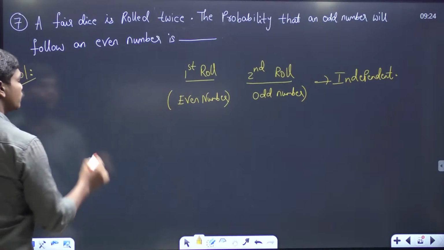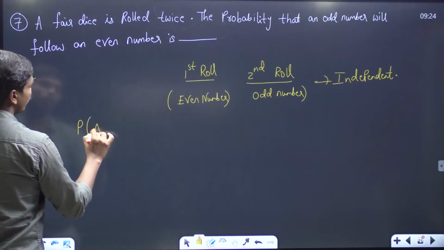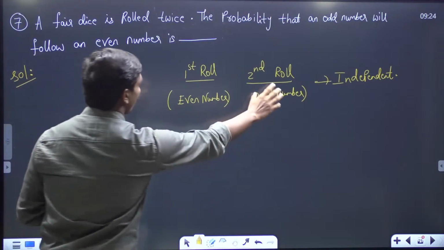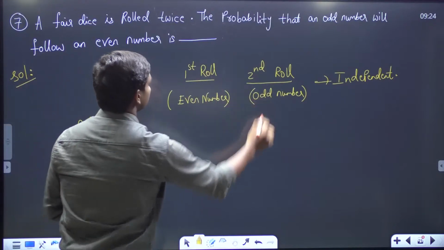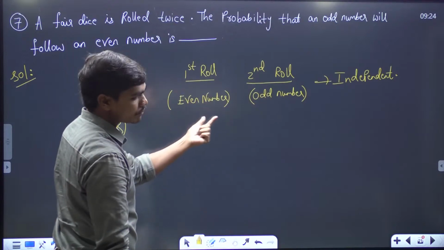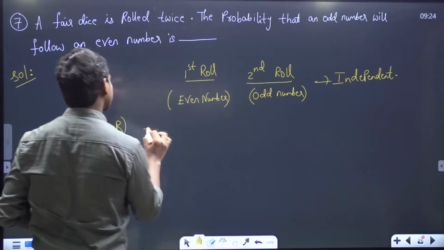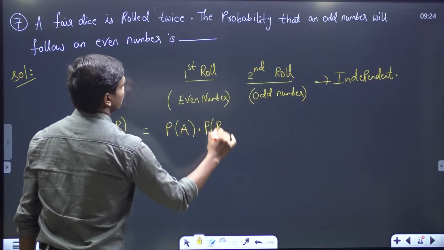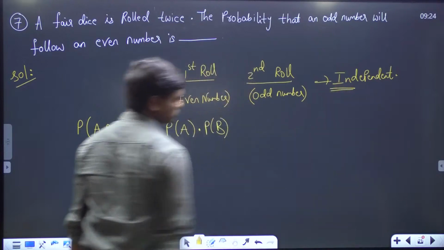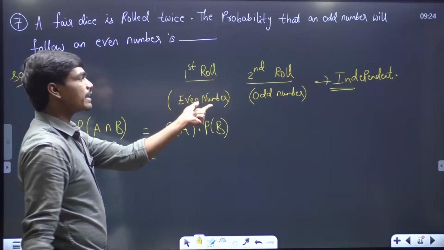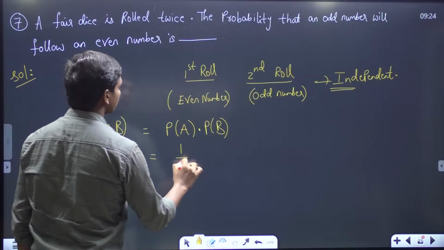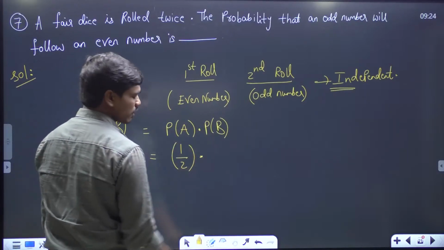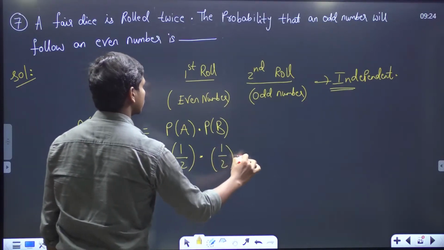Now see carefully. He is asking for P of A intersection B, means A should happen and B also should happen. If an odd number is to follow an even number, then in the first roll you should get an even number, and in the second roll you should get an odd number. This is equal to P of A into P of B, because these are independent events. The probability of getting an even number in the first roll is 1 by 2, because 2, 4, 6 out of 1, 2, 3, 4, 5, 6. Here also the probability is 1 by 2. So this is 1 by 4.